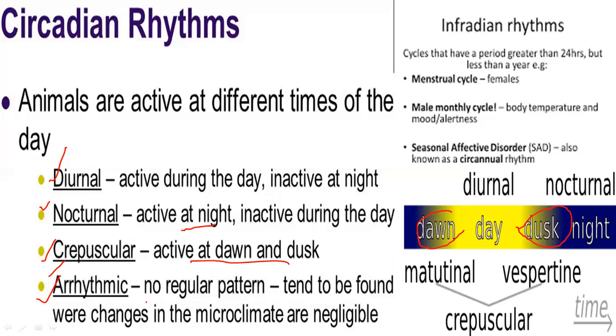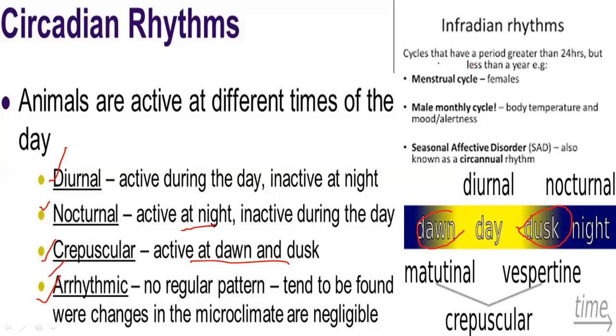Arrhythmic rhythms, like arrhythmic, have no regular pattern like we have in the circadian pattern. They tend to be found where the changes in the microclimate are negligible. Sometimes these changes in our surroundings are negligible.